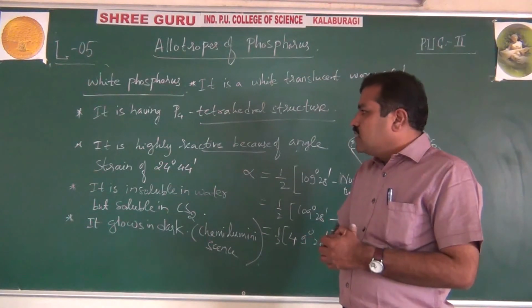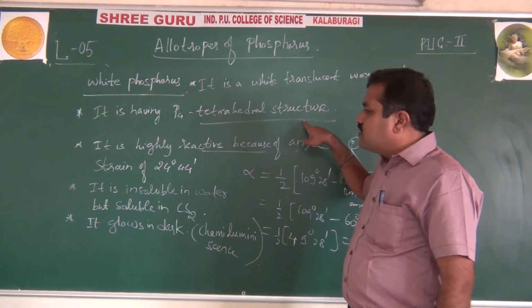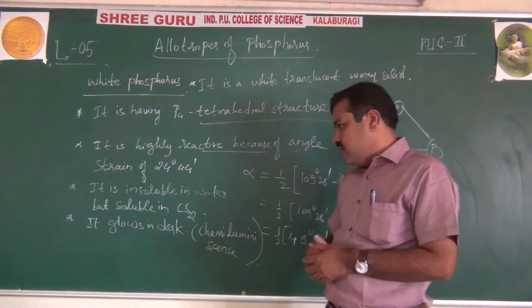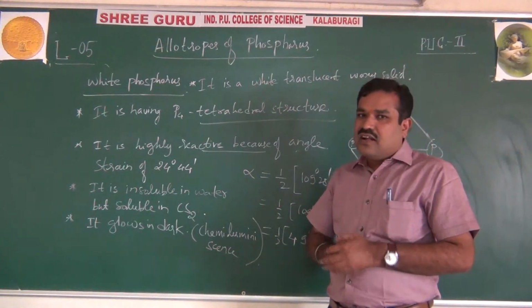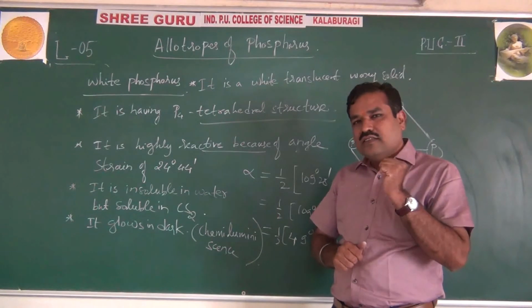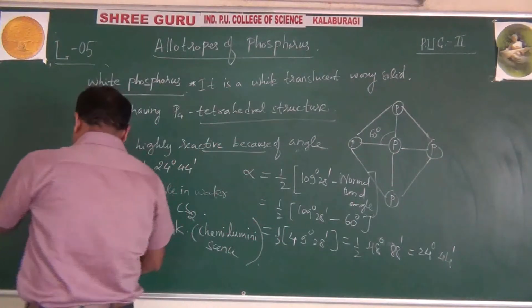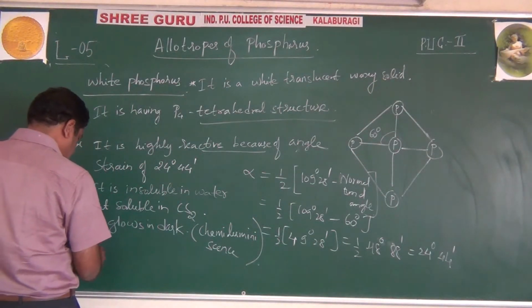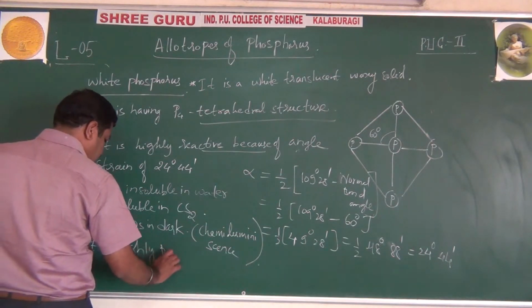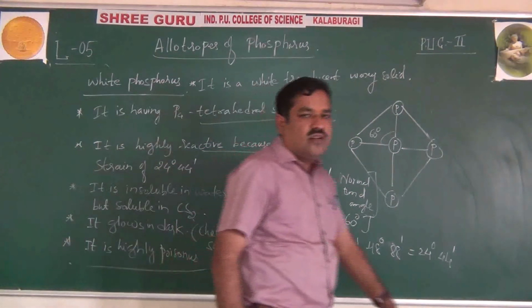See, it has a P4 tetrahedral structure, right? Highly reactive because of the angle strain of 24 degrees 44 minutes. Insoluble in water, but readily soluble in carbon disulfide. It glows in the dark, and this is the most reactive, most unstable and least dense allotrope, and it is highly poisonous.